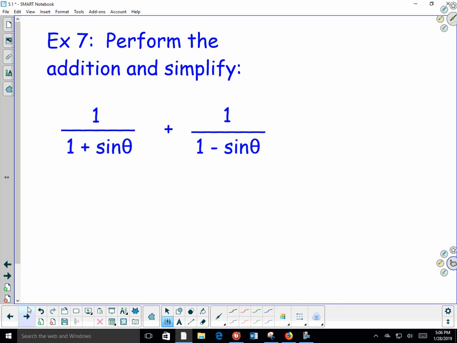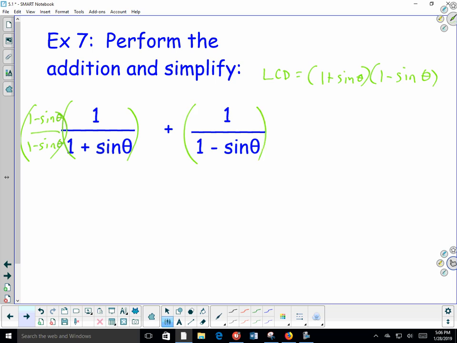I think the least common denominator is going to be 1 plus sine theta times 1 minus sine theta. So I think that means I need to multiply this fraction by 1 minus sine theta over 1 minus sine theta. Hopefully the algebra is all coming back to you. And likewise, I'd have to multiply this fraction by 1 plus sine theta over 1 plus sine theta.